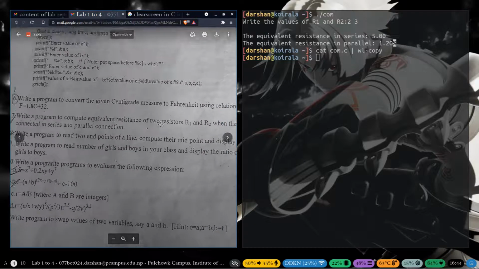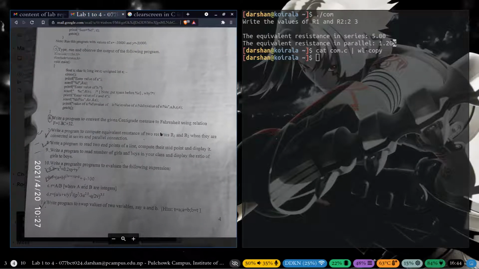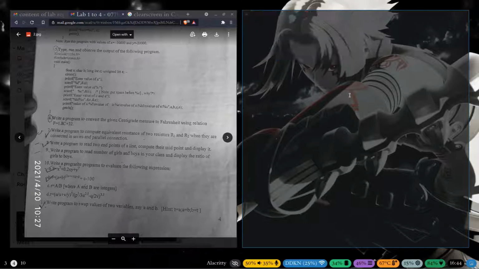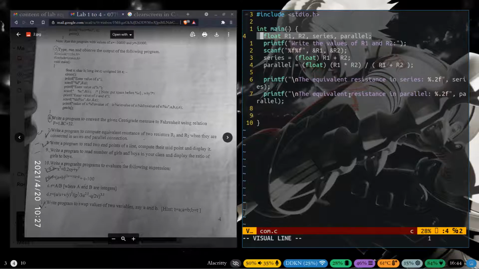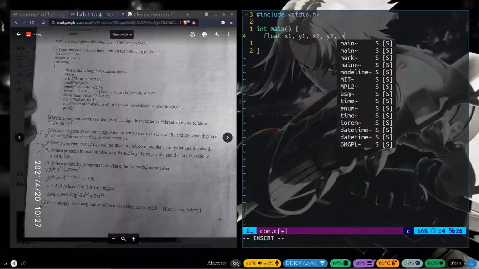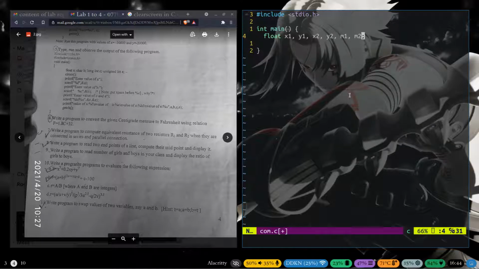Write a program to read the two endpoints of a line and compute their midpoint and display it. Endpoint of a line. Yeah, right. Let's see. What I have to do is now declare float x1, y1, x2, y2, m1, m2. So basically the other thing.